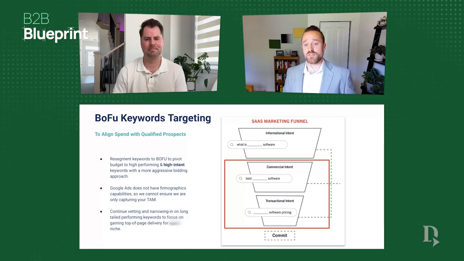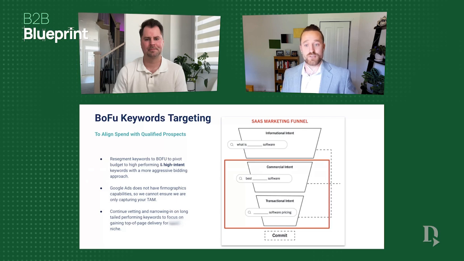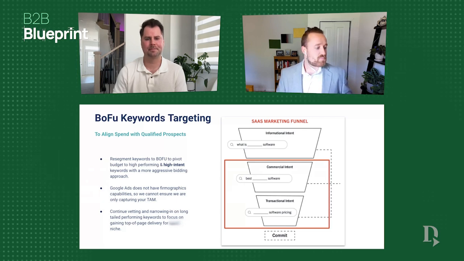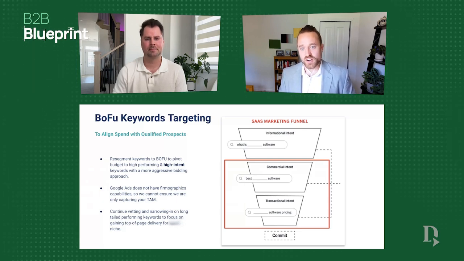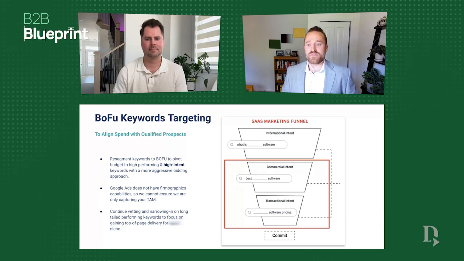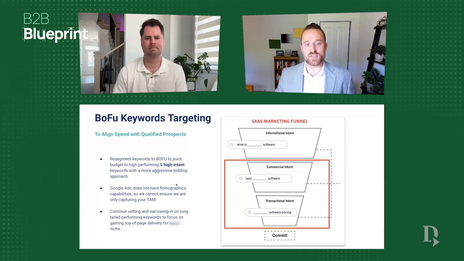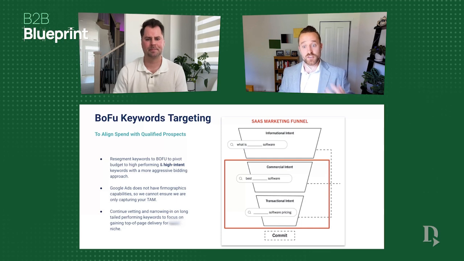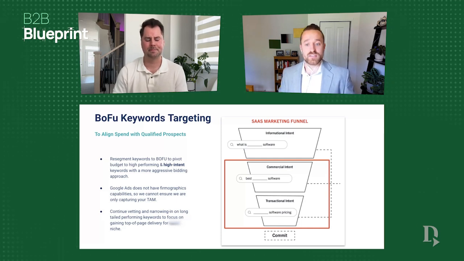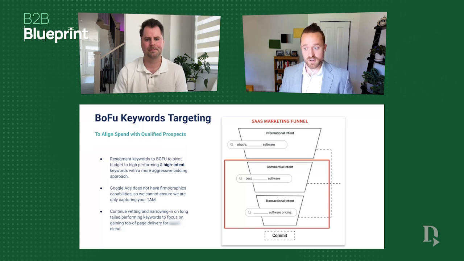So if someone is searching for what is a recruiting software, they might be someone who is brand new to HR, brand new to recruiting. They aren't the right ICP for this particular client. And so showing that we need to be curated with our intent keywords is going to reduce a significant amount of wasted ad spend.